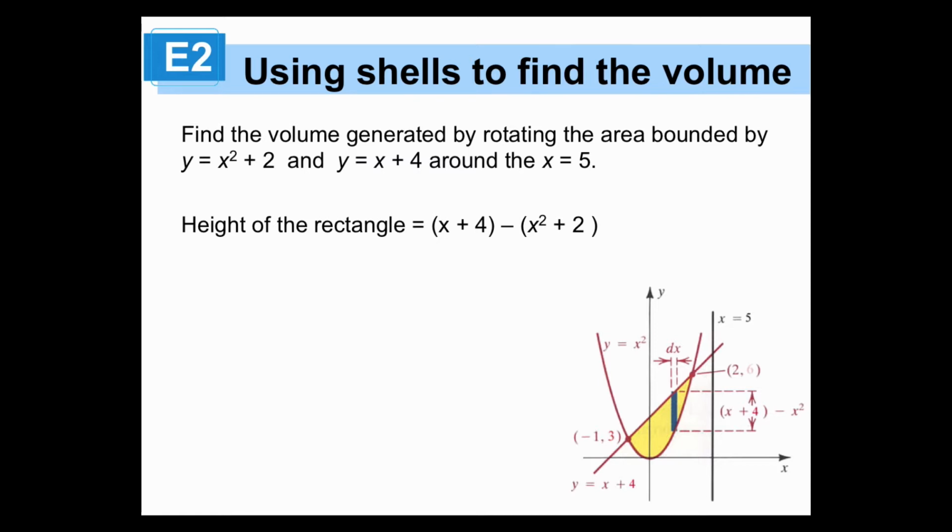There's the height of the rectangle. There's the area of the rectangle. We just multiply it by dx. That's the easy part. Now the hard part in this problem: how far is that rectangle away from the axis of revolution? 5 minus x. Why? Because the axis of revolution and then the distance from it is x. So you have to do x minus 5.